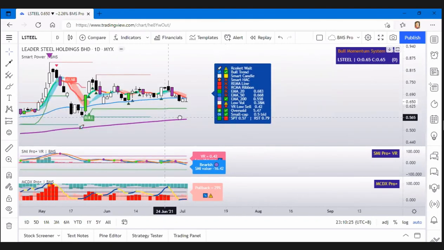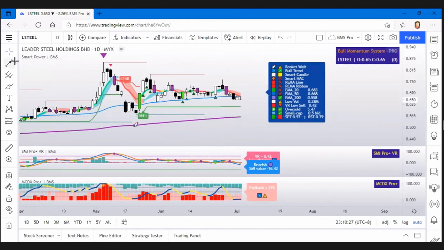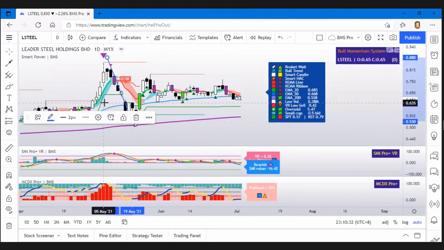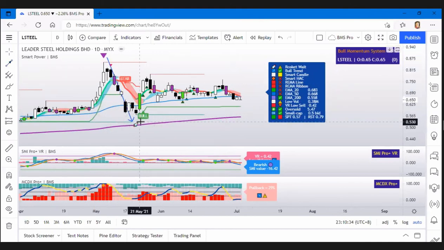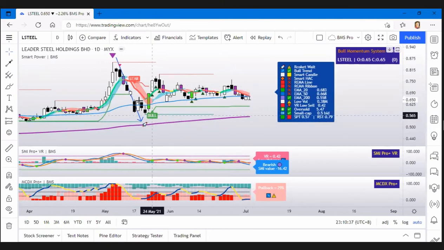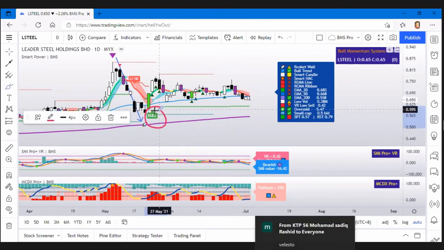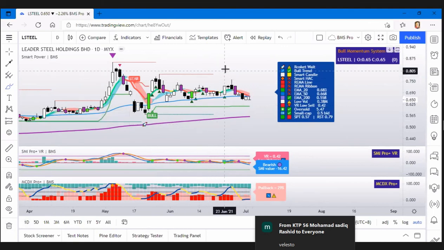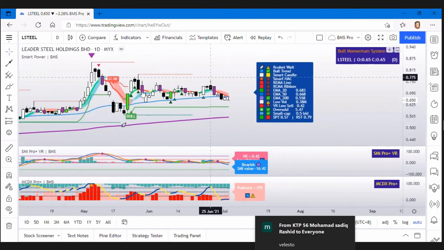Okay, steel market. What you see here, the purple arrow comes down to the rocket, and then after the rocket, the price shoots up. There's a bull signal here. It confirms the position, the price moves up. But the price didn't shoot up. It moved sideways.